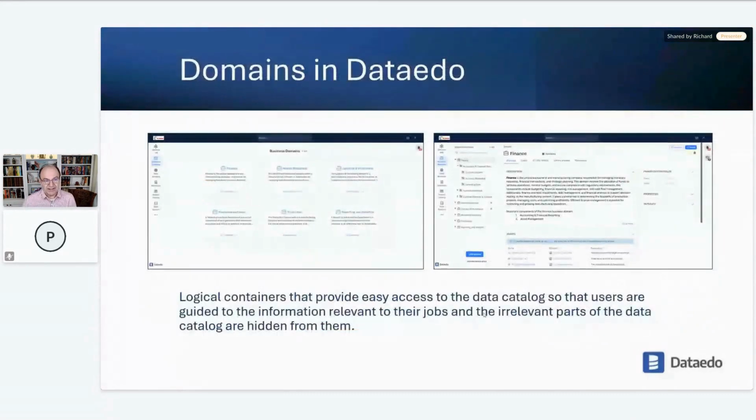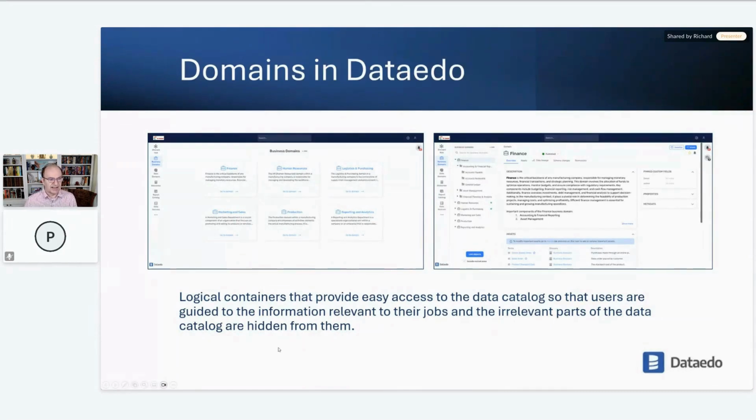And that definition is that domains are logical containers that provide easy access to the data catalog, so users are guided to the information that's relevant to their job, and the other parts of the data catalog that are not relevant are basically hidden from them. They don't need to search through a lot of information to find what they're looking for. Ease of access and guided access are the keys here.